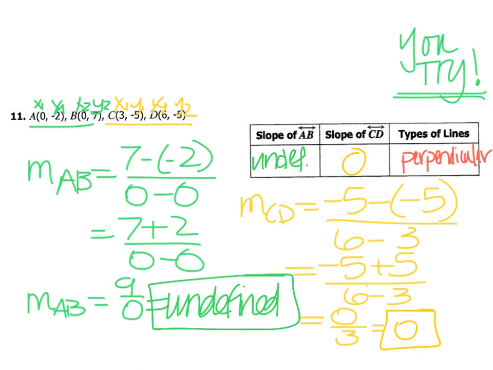All right. I also want you to think of it as an undefined line. A line with an undefined slope is going to be a vertical line. A line with a slope of 0 is going to be a horizontal line. And a vertical and horizontal line will always meet at a right angle. That's why they're perpendicular. Okay.